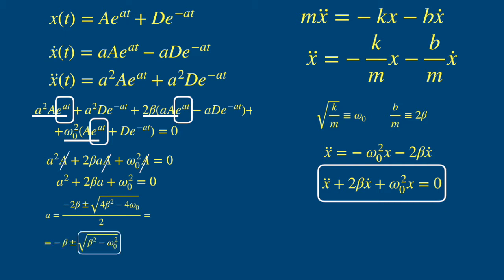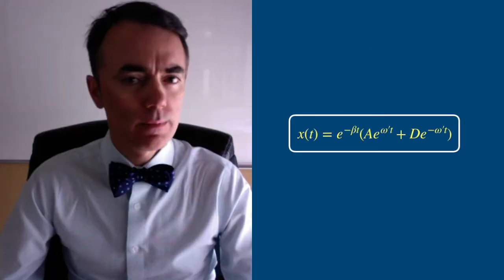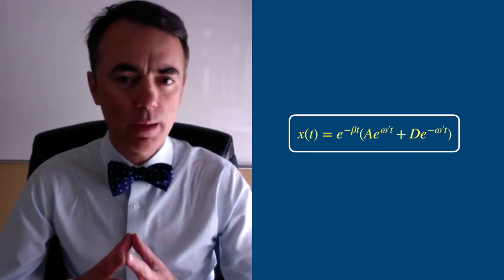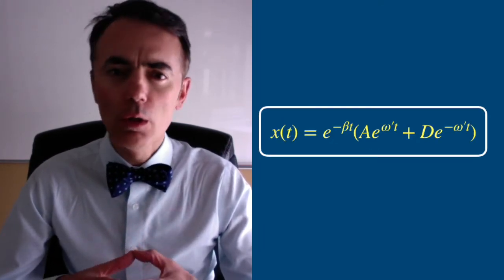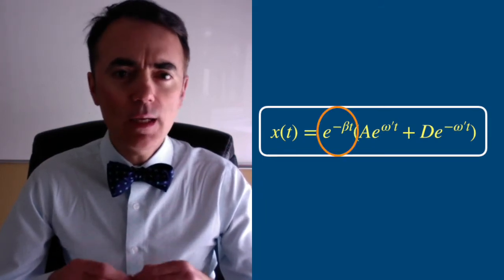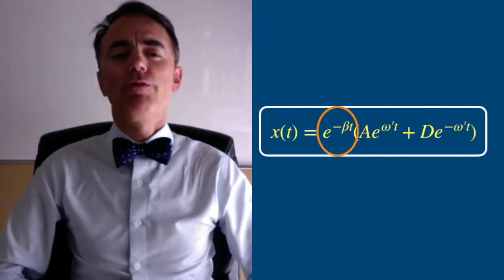Then, because this square root also has the unit of 1 over a second, I will call it omega prime. This simplifies the writing of the solution as follows. This is the solution for the motion of a harmonic oscillator with damping. Let's have a closer look at it. The first term, the exponential with beta t, is a decreasing exponential, which is a clear signature of damping.